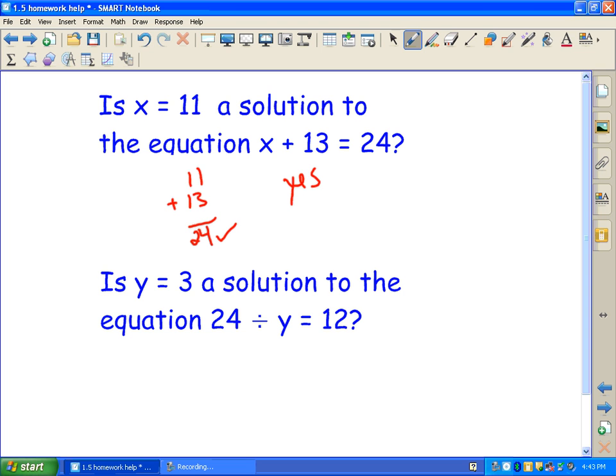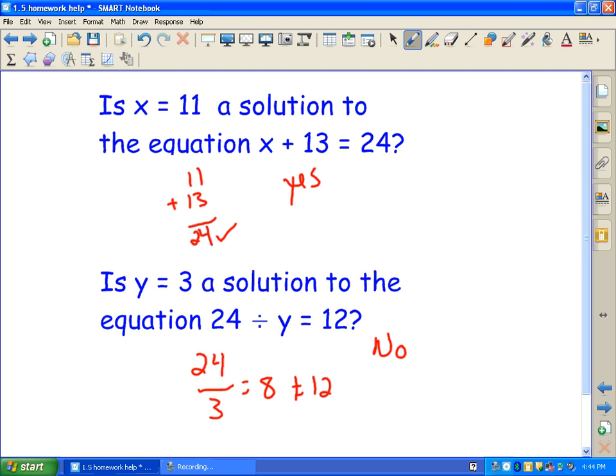11 is a solution. On the second one here, it says, is y equals 3 a solution to the equation 24 divided by y equals 12? Well, if I plug in a 3 for the y, 24 divided by 3 is 8. It is not 12. So the answer to this one is no.